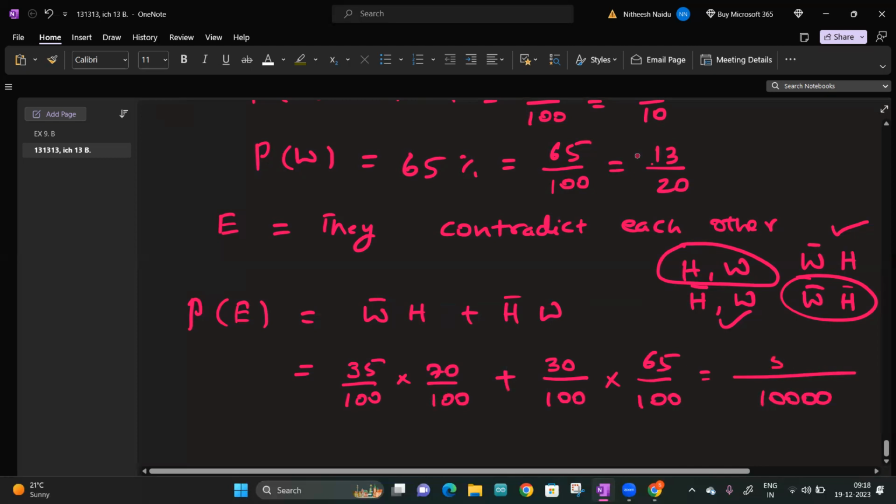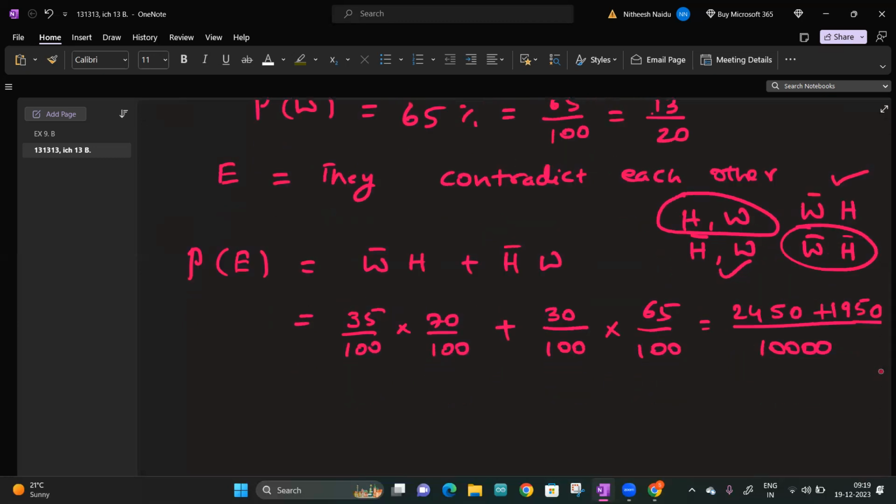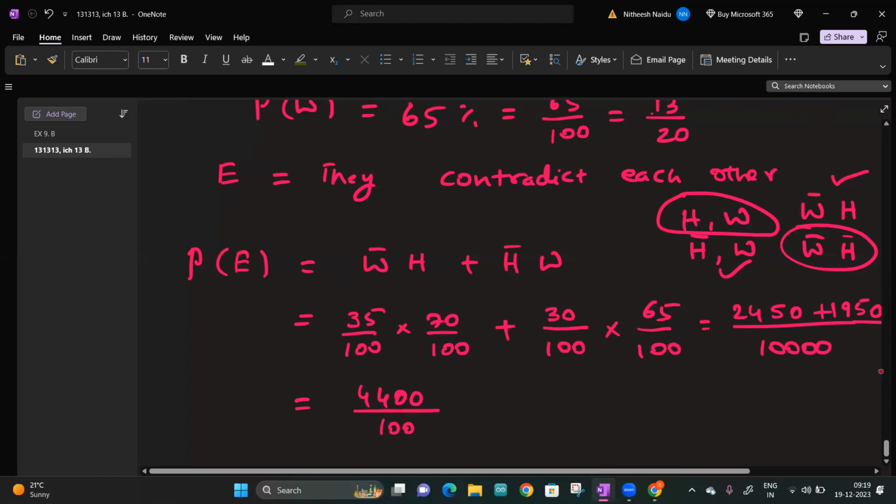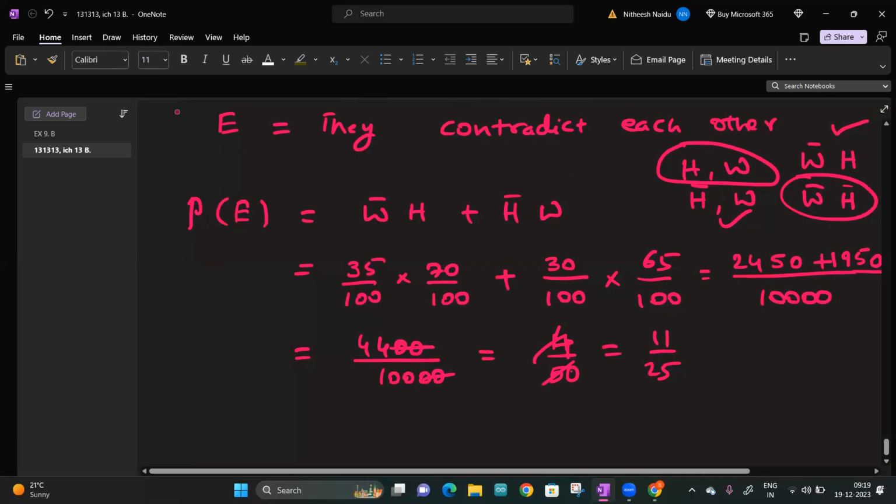35 times 70: 7 fives are 35, 3 in your mind, 7 threes are 21 plus 3 is 24, so 2450. Plus do this one also: 3 fives are 15, 1 in your mind, 6 threes are 18, plus 1 is 19, so 1950. Can you add these values? The total is 4400 over 10000. Double 0 cancelled with double 0. Cancel in the 4 table, 11 by 25. That's correct, 11 out of 25. That is the correct answer. Understood.